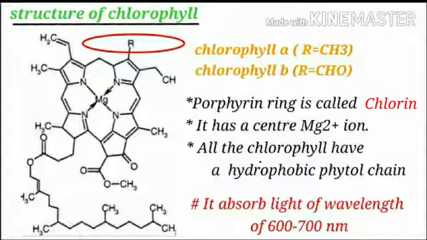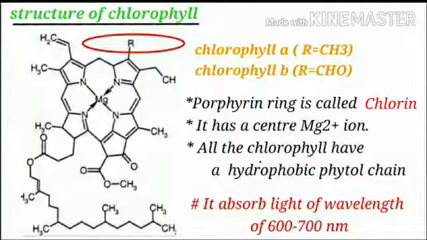In this figure, we can see the R group in the 7th position of the porphyrin ring. In chlorophyll A, this R group is CH3. In chlorophyll B, this R group is CHO. Chlorophyll molecules absorb light of wavelength 600 to 700 nanometer.